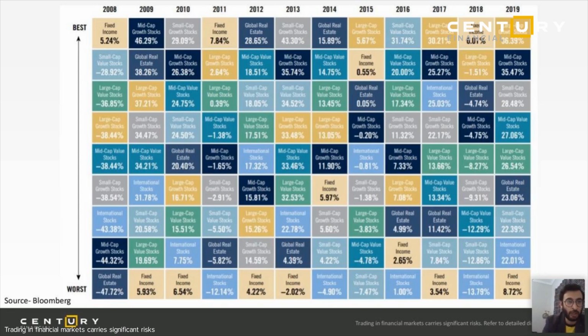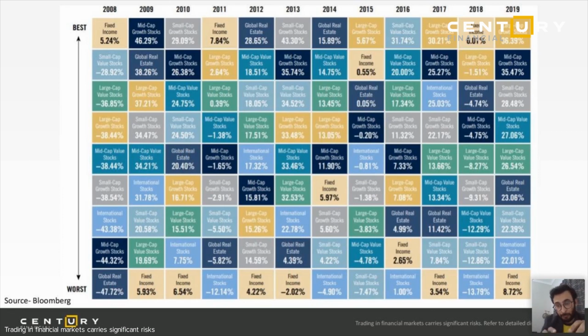But if you go back to 2008, the same global real estate, which was the highest performing sector, was the lowest performing sector in 2008, right? Because the housing market collapsed. Real estate was the worst performing asset class. I think everybody agrees with it. Now, if you were heavily invested in real estate in 2008, your portfolio would have been gone, right? You would have lost a lot of money.